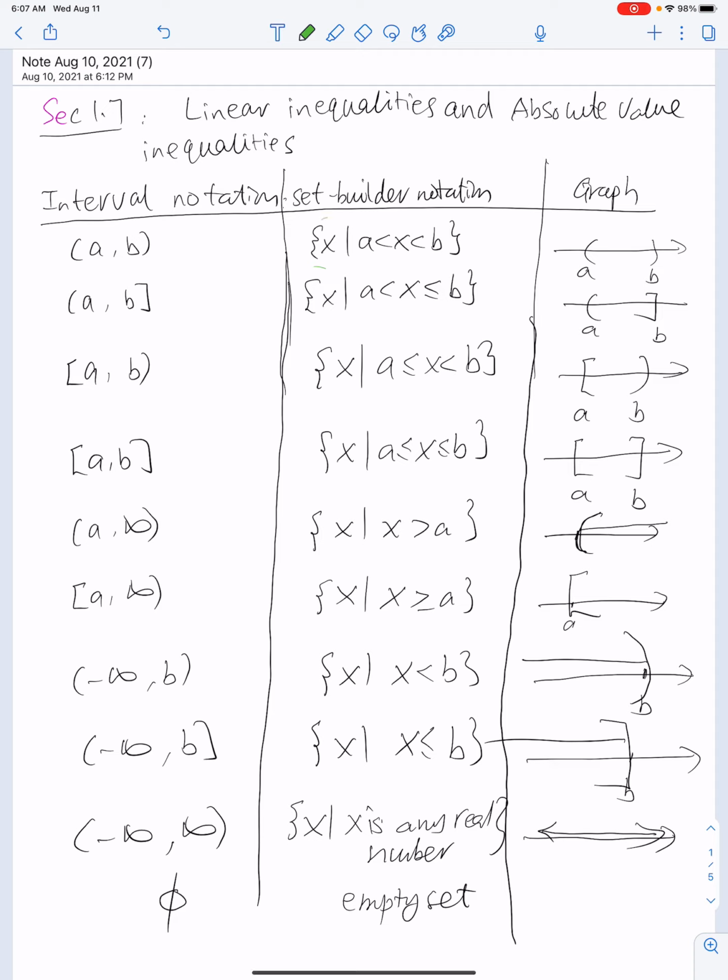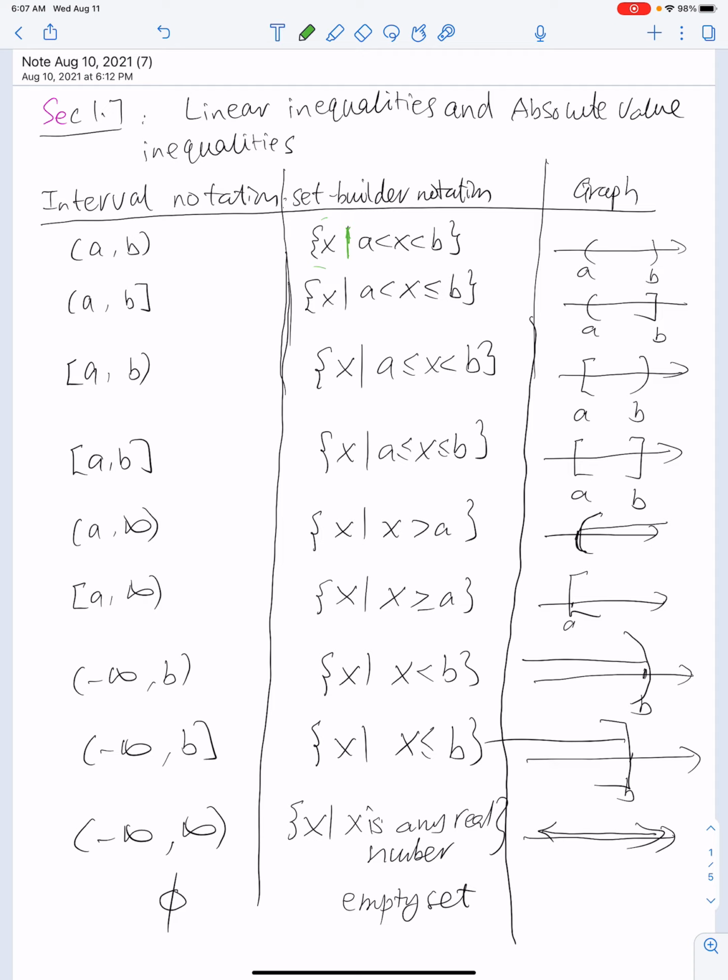The big bracket means the set builder notation, and you always use a vertical line to separate the x and the notation here. And the graph notation is pretty easy. Actually, I really like the interval notation and the graph notation. You see exactly the same thing. You just put a line here. You with me? So put a line here.